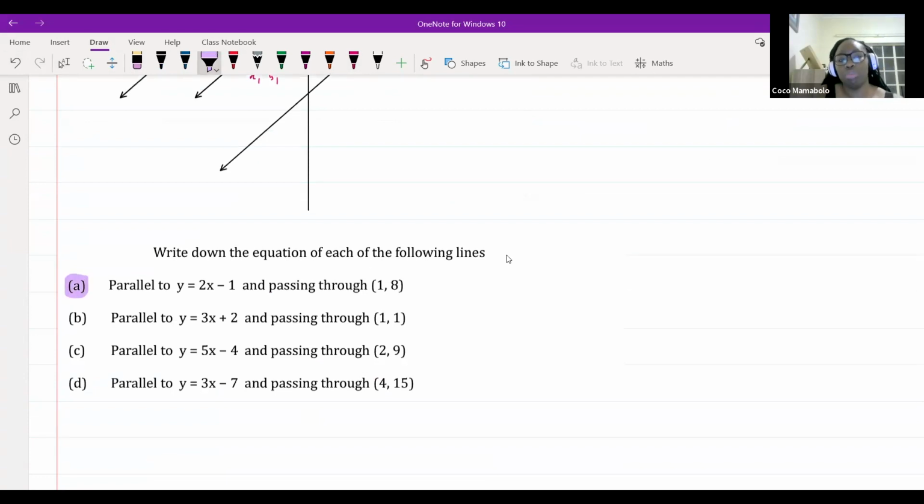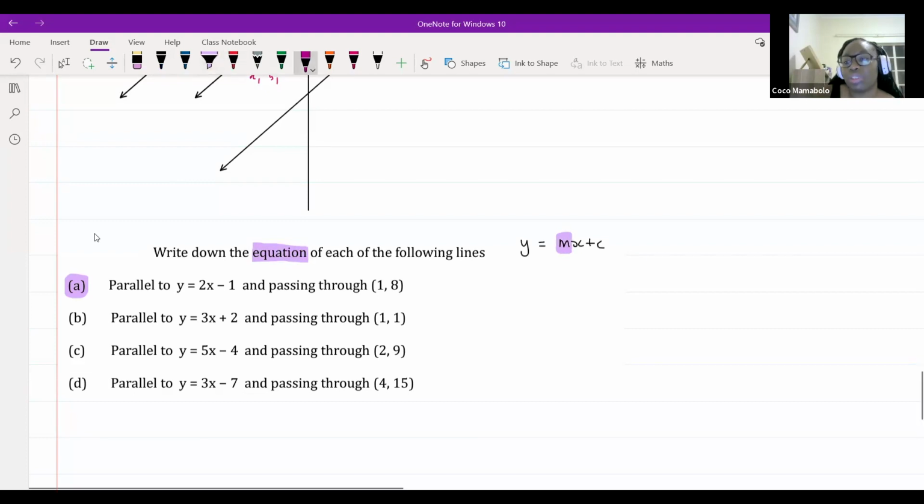Now, we're told here, we're going to write down the equation of each of the following lines, and we've been given that they are parallel to another line. Remember, the equation of a line is y is equal to mx plus c. And the thing that we have by knowing that they're parallel is just m. M is the only thing we have. But they want us to find the whole equation.